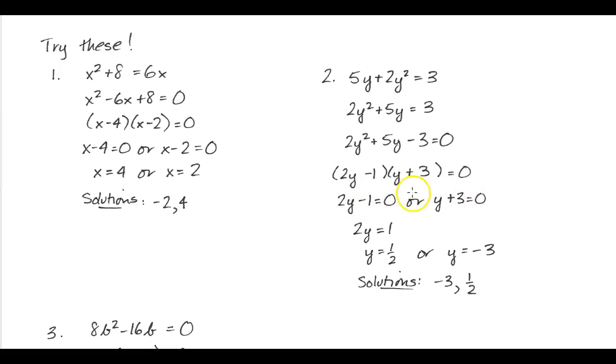So by the zero factor property, either 2y minus 1 equals 0, or y plus 3 equals 0. And if we add 1 to both sides and divide by 2, we get y equal to 1/2 for the solution of the first equation. And if we subtract 3 from both sides on the equation to the right of the or, we get y equal to negative 3. So negative 3 and 1/2 are the two solutions to that equation.